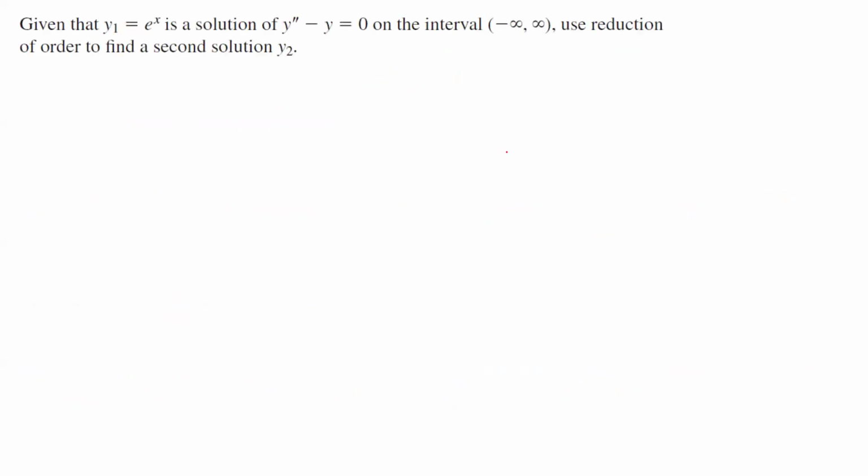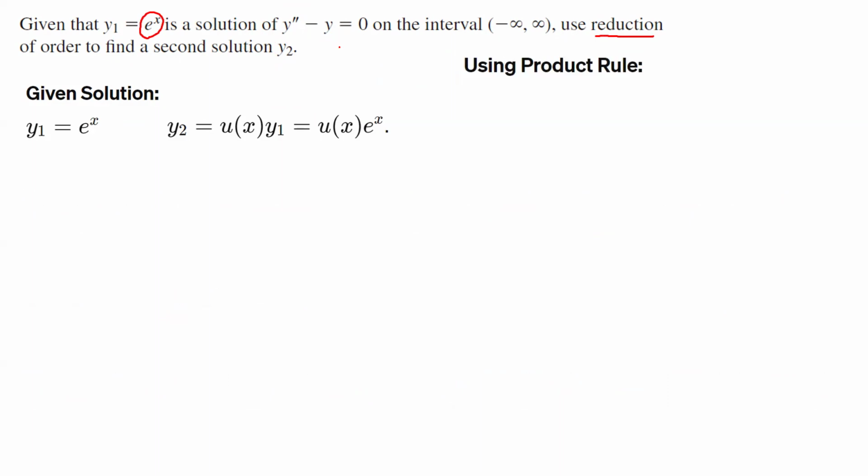Let's take a look at one example. Here we have a second order differential equation, the second derivative of y minus y equal to 0. One solution is given to you: e to the power x is the given solution here. You want to apply the method of reduction of order to find the second solution, or y sub 2. Since y1 is equal to e to the x, y2 is u(x) times e to the x. Let us apply the product rule to find the first and second derivatives of y sub 2.